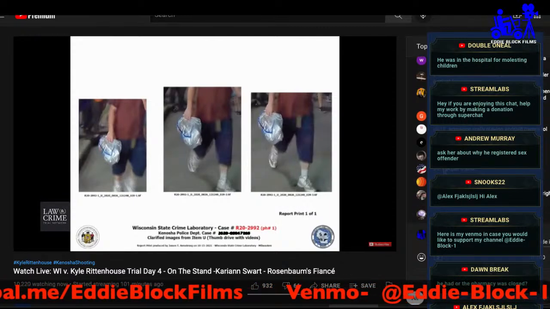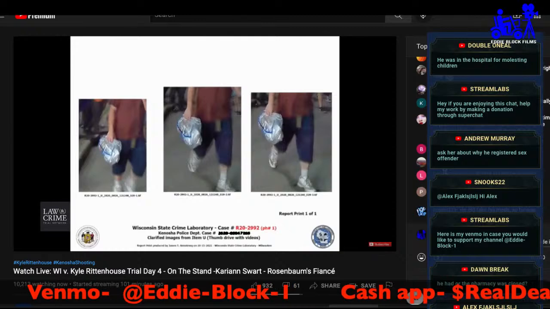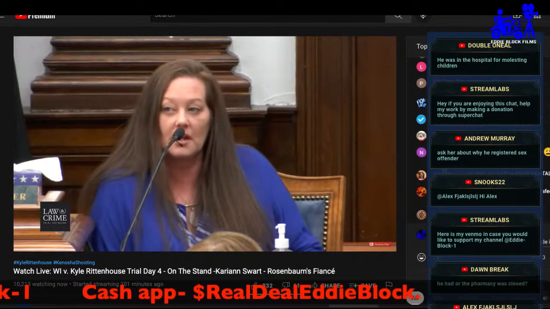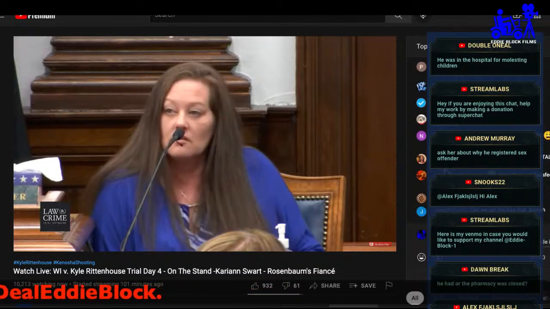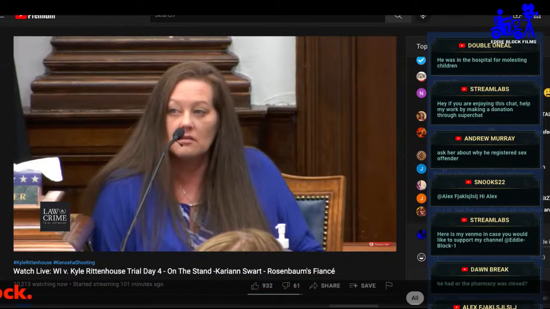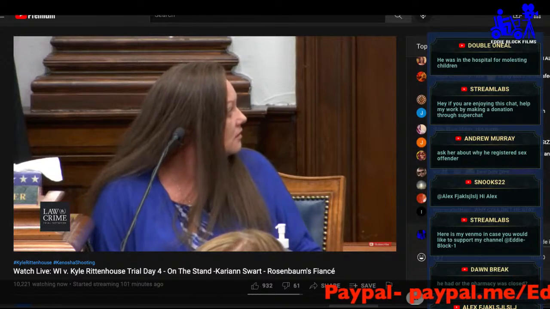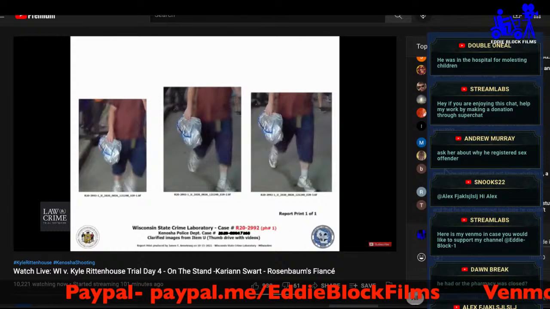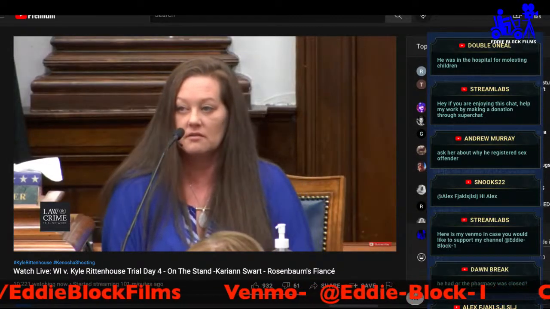Ms. Swear, I'd like to show you what is marked as Exhibit 26. Do you recognize that? I do. And what is that? That is the plastic bag from the hospital. And is it true that a few days ago I showed you a printout of this exact exhibit? Yes. And is that the plastic bag that he had brought back from the hospital? Yeah, it's like one of those plastic bags that you just put your clothes and belongings in.